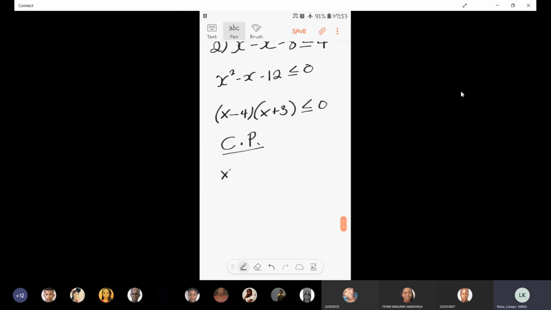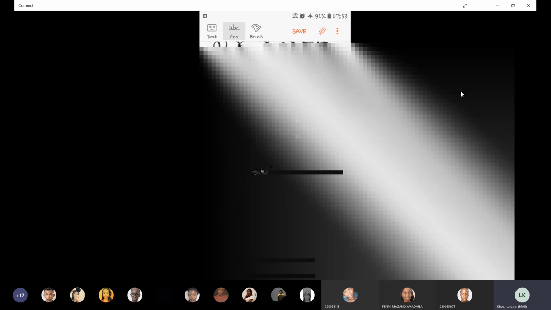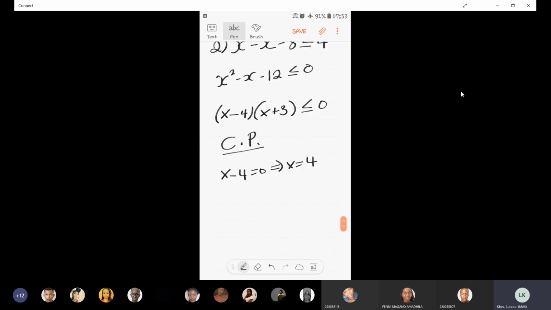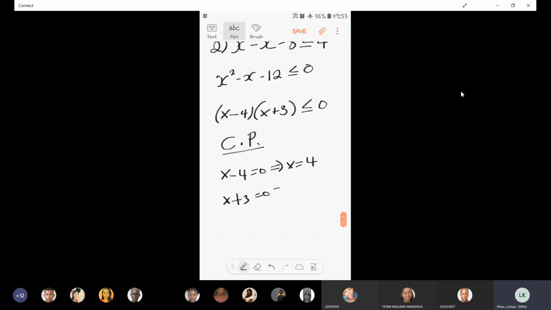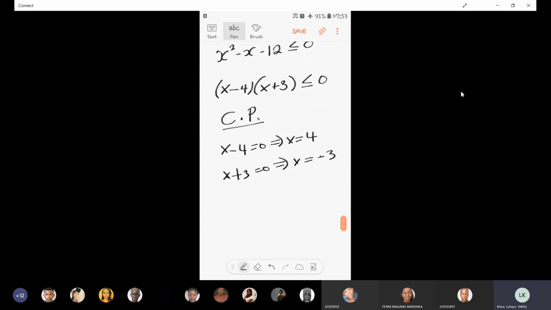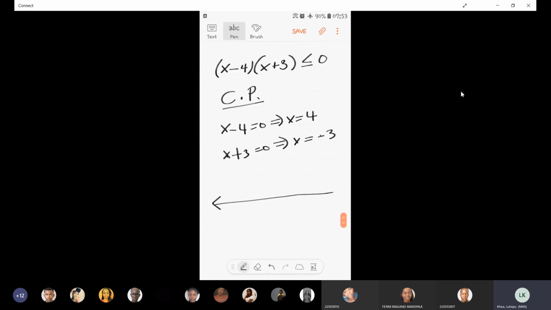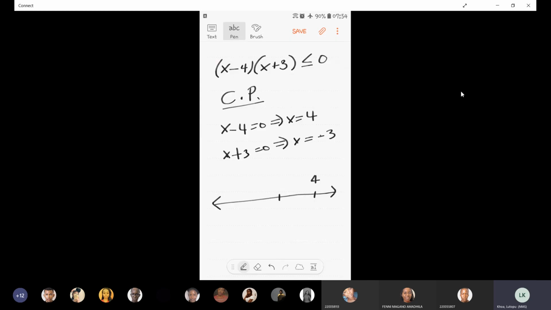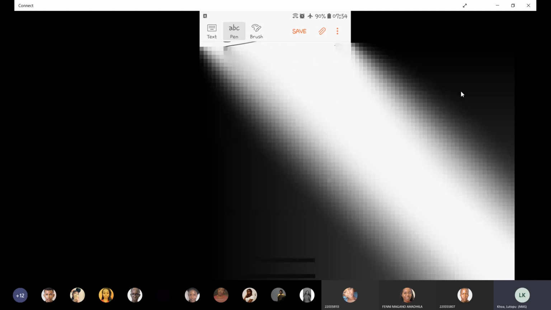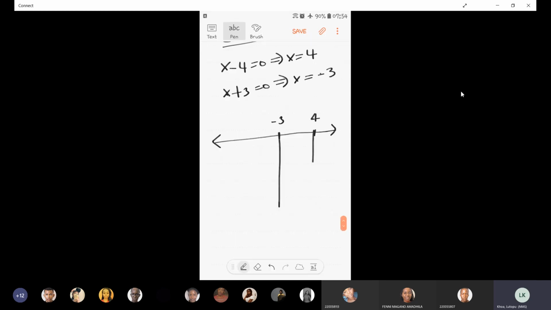So I say x minus 4 is equal to 0. This means that x is equal to 4. Then x plus 3 is equal to 0. This means that x is equal to negative 3. Then I draw my number line. I put my critical points. So here I have 4. And then here I have negative 3. And you can see my number line is divided into those three regions.